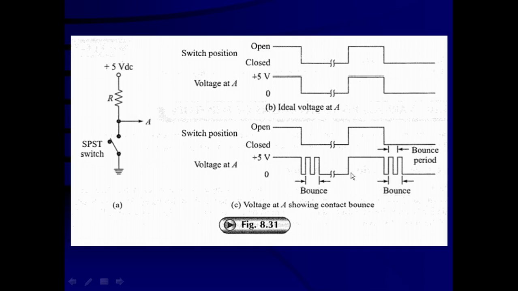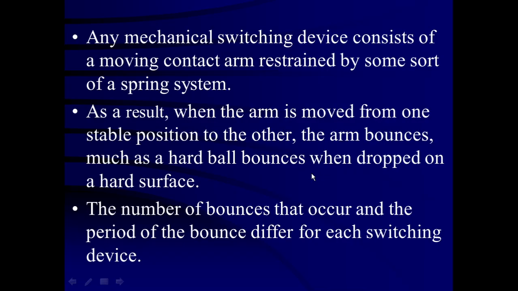So that waveform here is not going to appear. You can see that it only appears while the switch makes its contact from open to close. The number of bounces and the period of these bounces depend upon the devices, and that is the characteristic of the devices. Any mechanical switching device consists of a moving contact arm restrained by some sort of spring system.